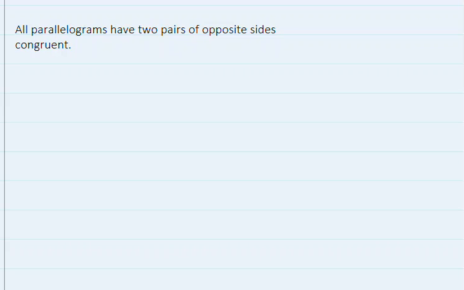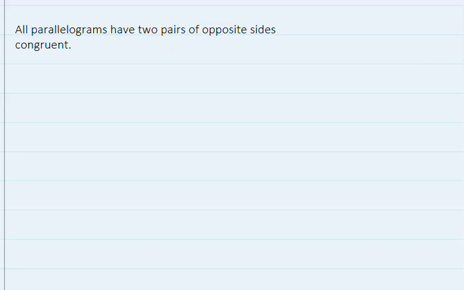Okay, so what I'm going to do today is basically show you guys how to prove that a parallelogram has opposite sides that are congruent. So take a look. Okay, so in order to prove that all parallelograms have two pairs of opposite sides congruent, basically all we have to do is prove that one arbitrary parallelogram does.